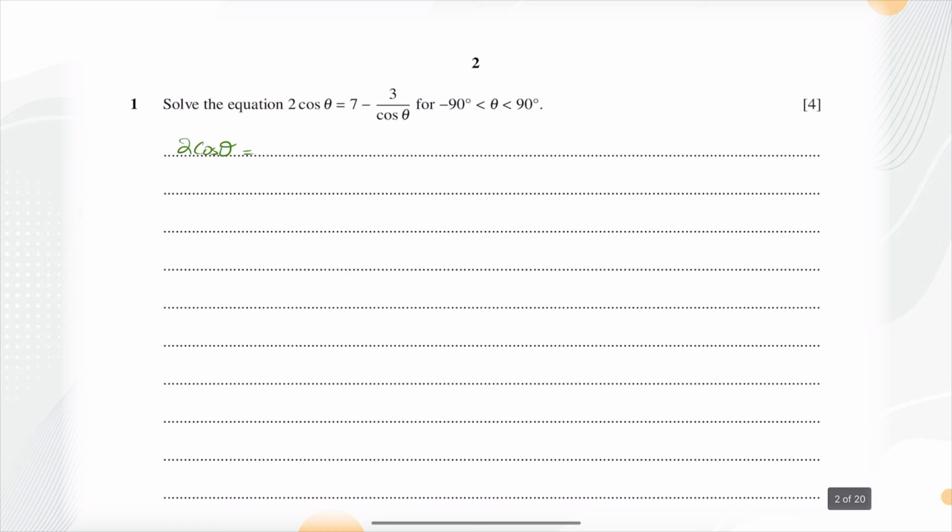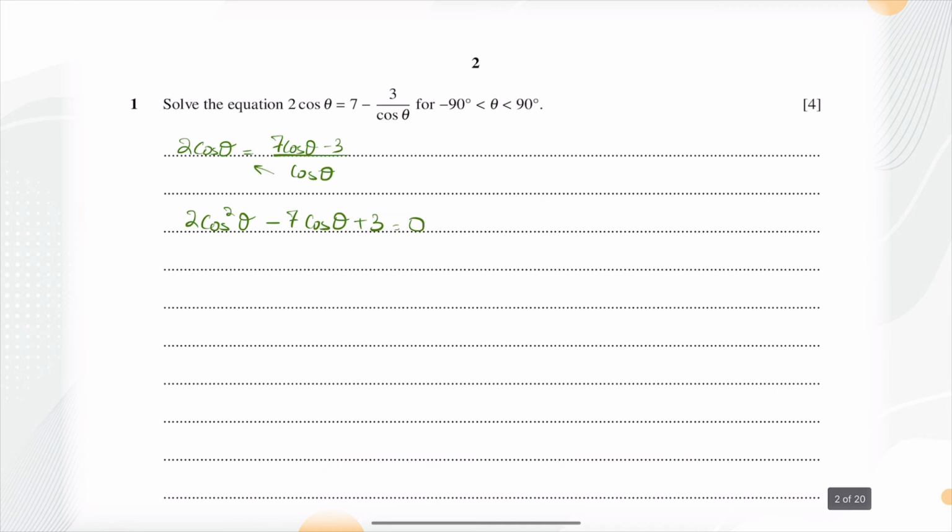So first of all, let's take the LCM. So if you take the LCM, this becomes 7 cos theta minus 3 upon cos theta, and then you cross multiply. So you have 2 cos square theta, okay, minus 7 cos theta plus 3. So I've skipped a couple of steps. I hope you guys know what I'm doing. I've cross multiplied and at the same time shifted 7 cos theta and minus 3 over to the left hand side. Now this is a disguised quadratic equation.